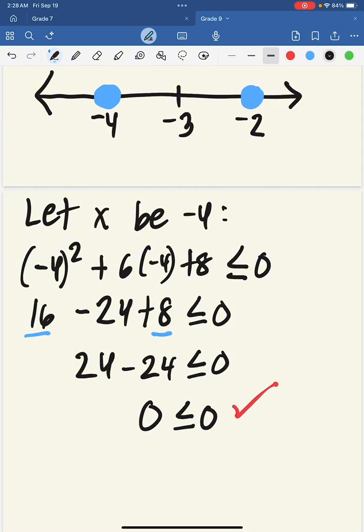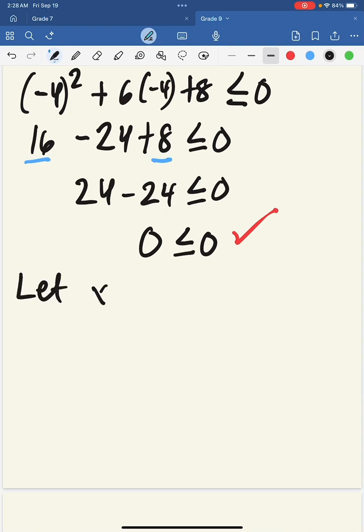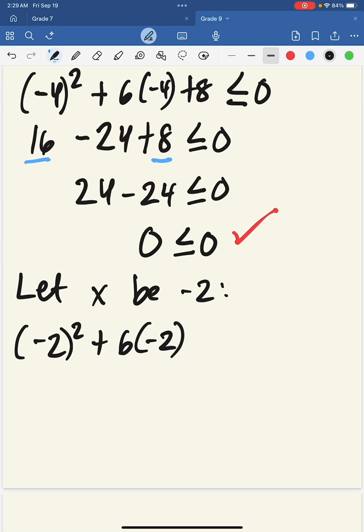So let's also check for -2 to see if it satisfies. So let x be -2. So you have here -2 squared plus 6 times -2 plus 8 is less than or equal to 0. So here we have -2 squared is 4, 6 times -2 is -12, plus 8.